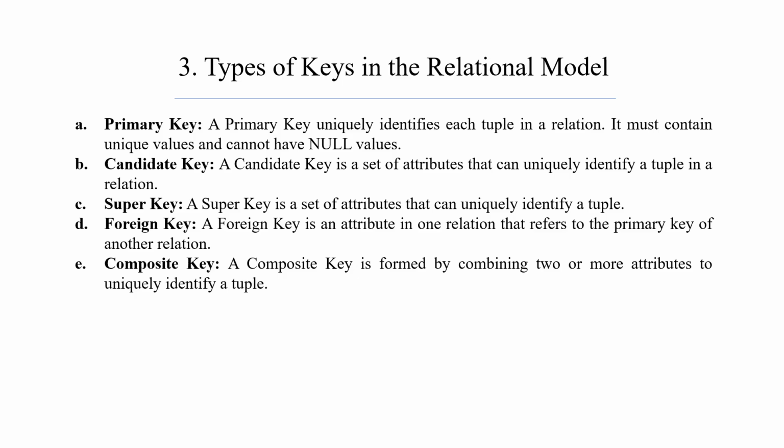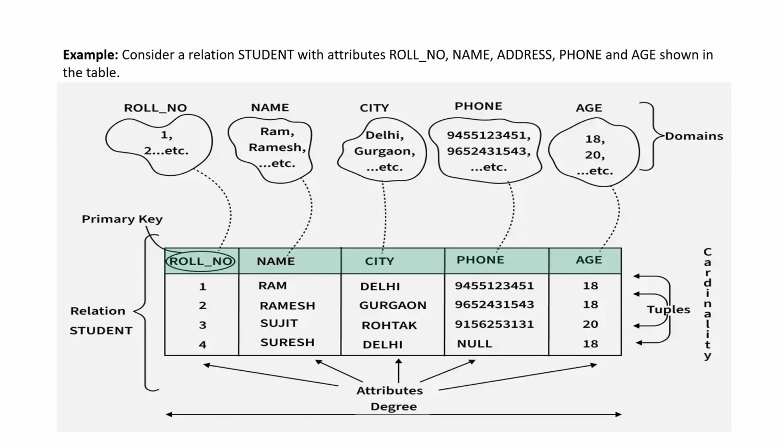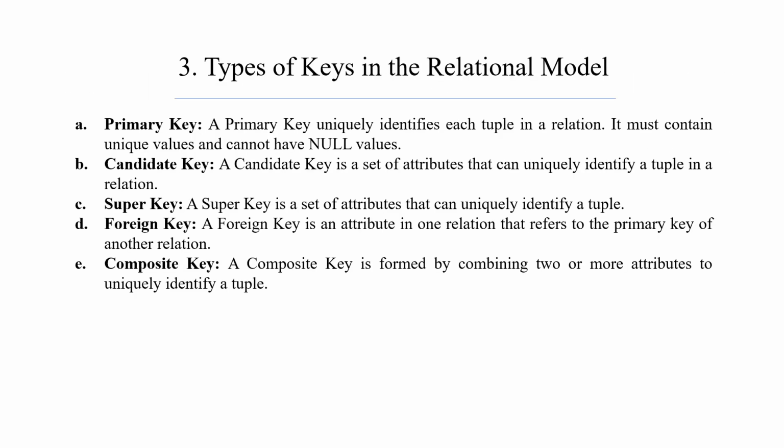Candidate key. A candidate key is a set of attributes that can uniquely identify a tuple in a relation. For example, considering this example, it consists of 5 different attributes like roll number, name, city, phone number, and age. Some sets of attributes, like roll number is one set, roll number and phone is one set. This set combination is known as a candidate key.